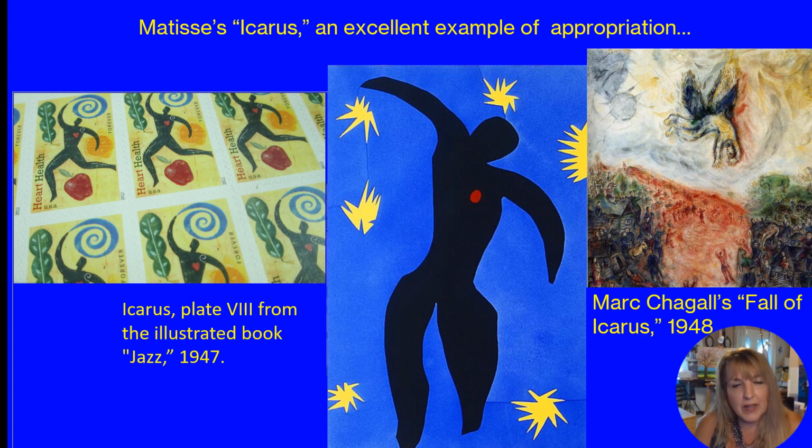And so this center one is again from the illustrated book Jazz, 1947, and then the first image is again a stamp. It was stamps, not very long ago, at the very most 10 years ago. And then Marc Chagall's Fall of Icarus, 1948. So artists are often informed by each other's work.